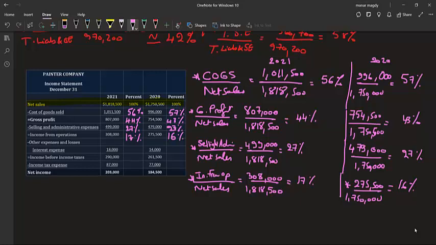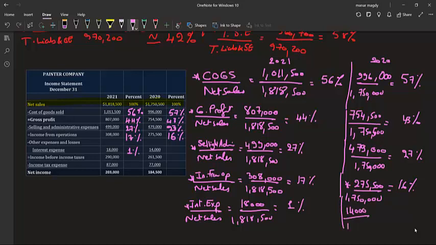And other expenses and losses, the only item that we have is interest expense. So interest expense divided by the net sales equals 18,000 over 1,818,500 equals 1%, and the previous year 14,000 over 1,750,000 equals 1% also.